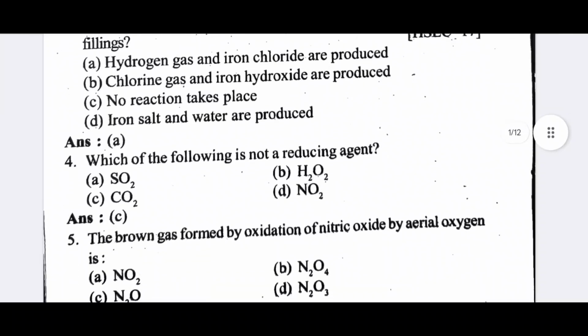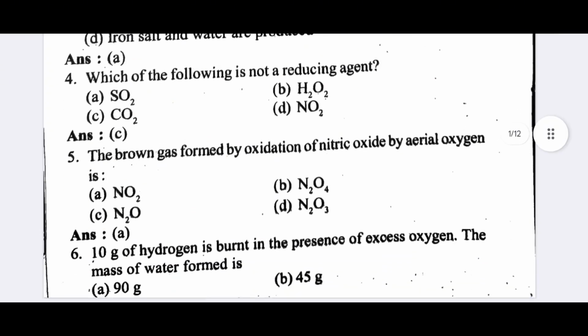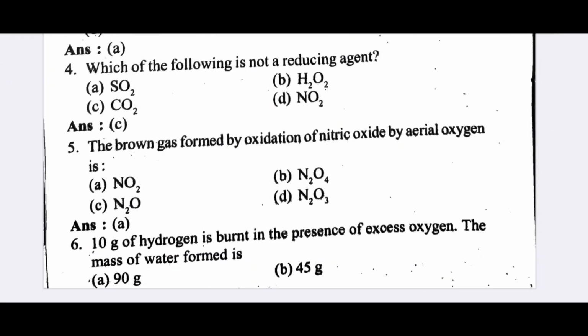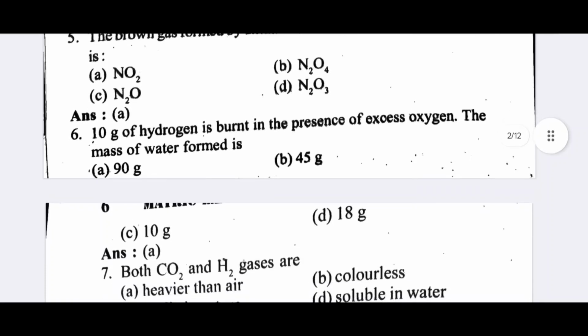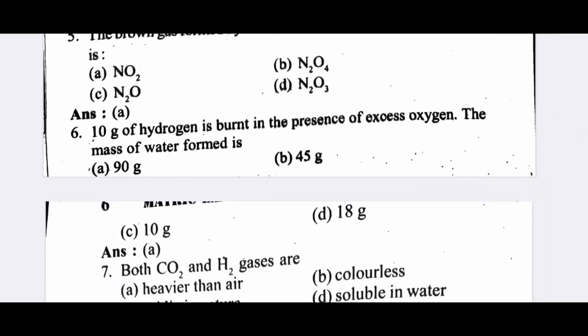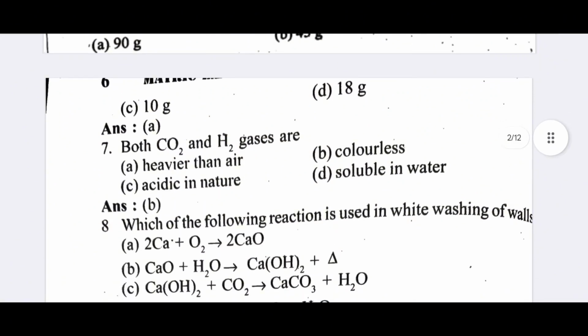Which of the following is not a reducing agent? Carbon dioxide. The brown gas formed by the oxidation of nitric oxide with aerial oxygen is NO2. 10 gram of hydrogen is burned in the presence of excess oxygen. The mass of the water formed is 90 gram. Both carbon dioxide and hydrogen gases are colorless.